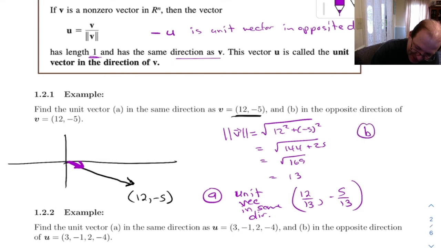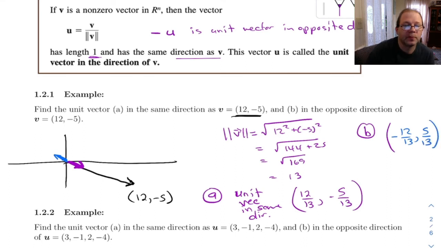And for B, a unit vector in the opposite direction, that's going to be this guy here, pointing in the opposite direction. And the only thing that changes there is the signs. So for part B, it's going to be (-12/13, 5/13). That's all there is to it.